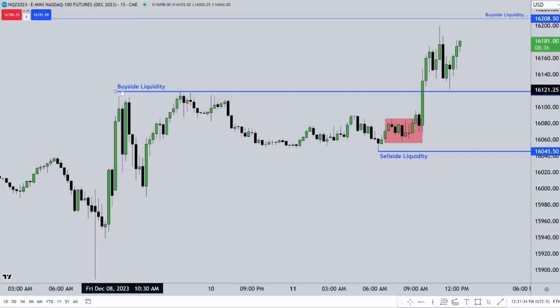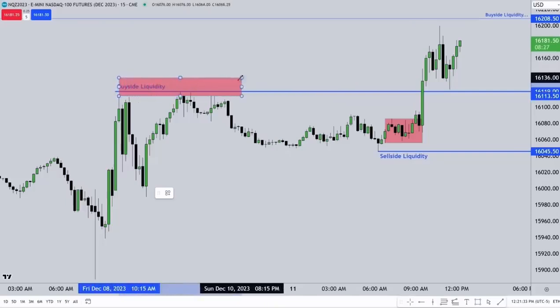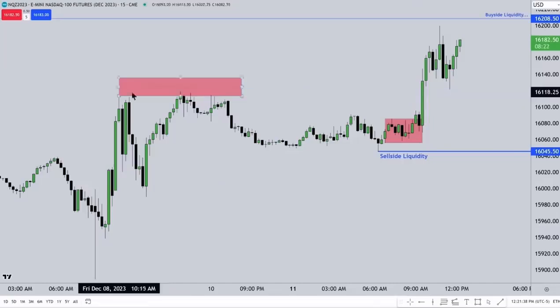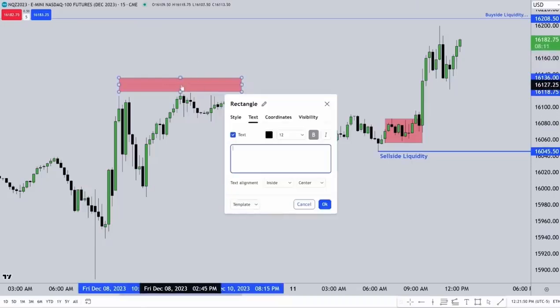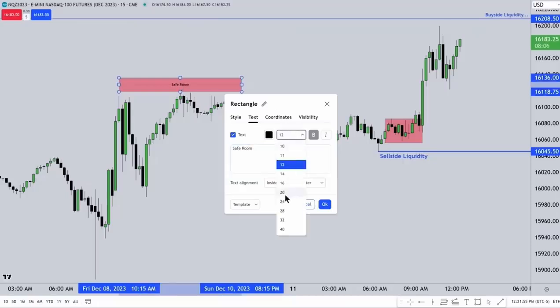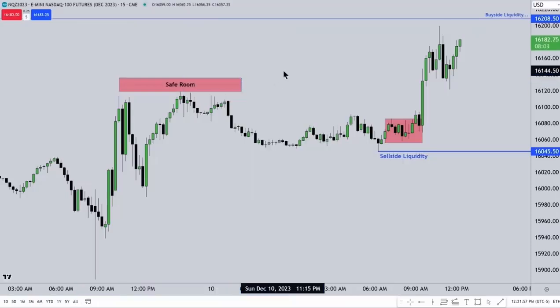So what happens is that retail-minded traders see this price action and they envision this little area right in here. This is their safety or safe house. That's this little area right here where they feel that if they go into the marketplace and they try to go short, they feel that this is a safe room.